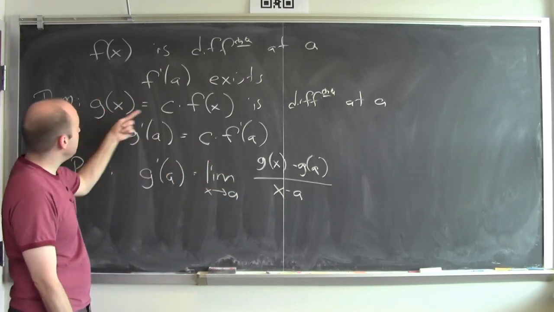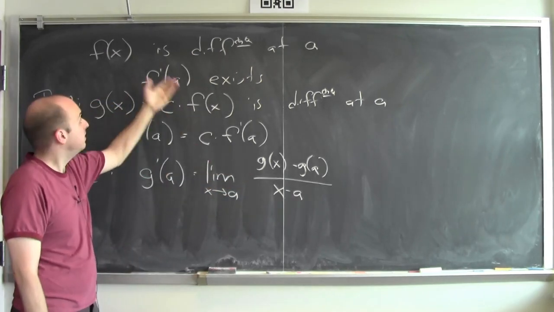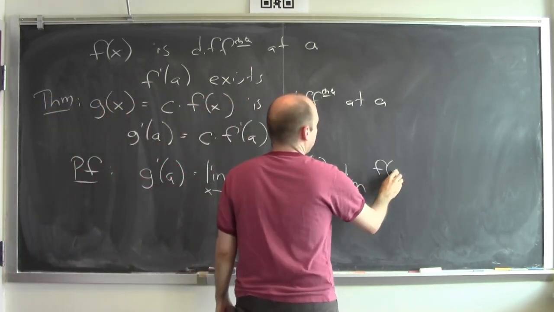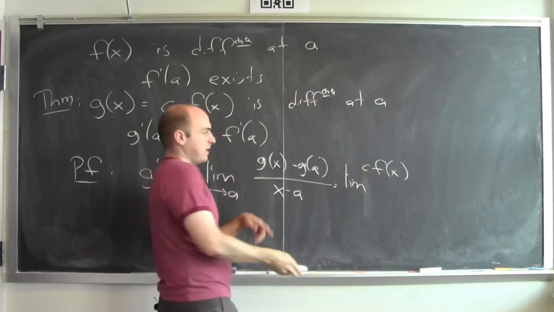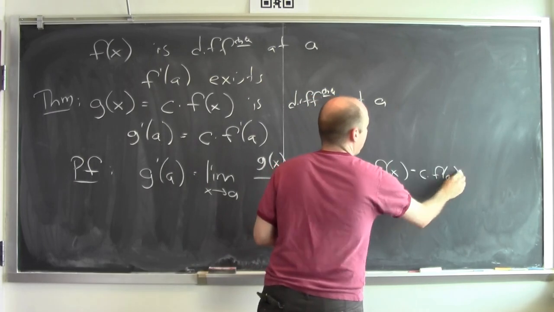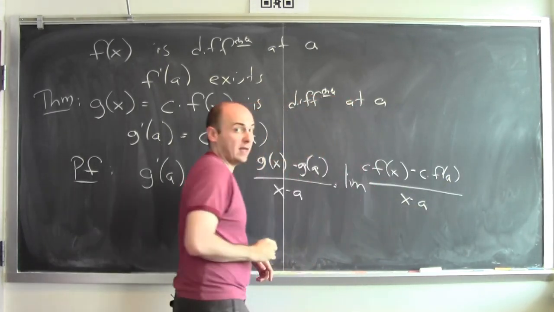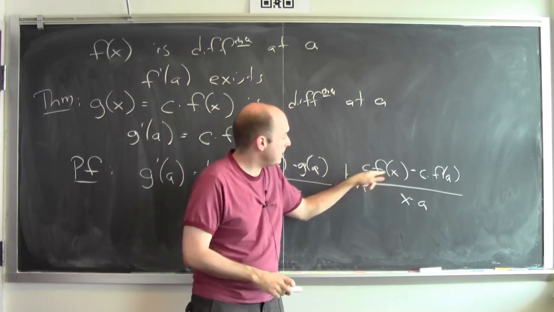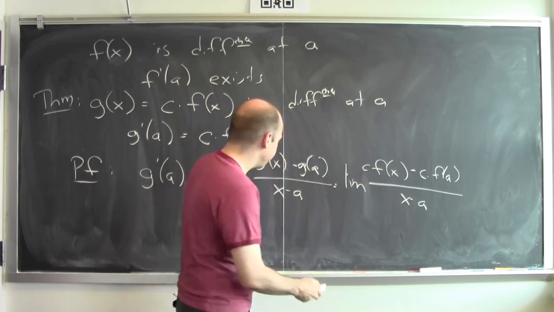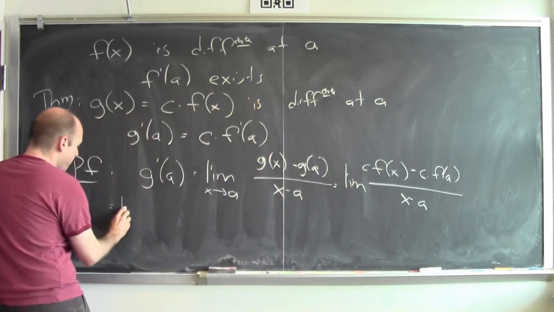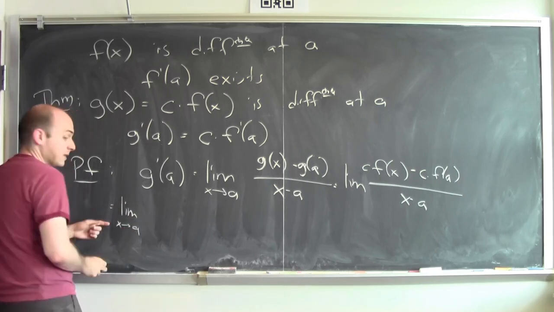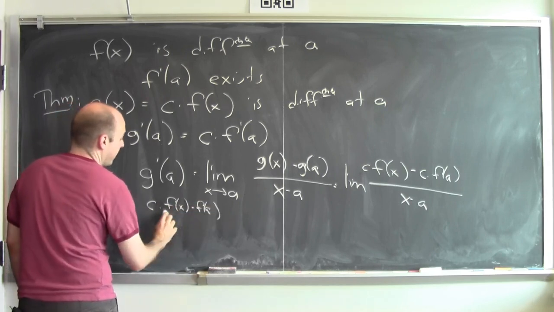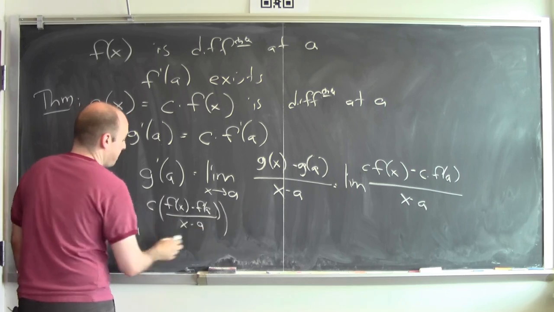But I know what g is. g is c times some function f, this differentiable function. So this is the limit of c times f of x, that's what g of x is, minus c times f of a over x minus a. Now, how do I calculate that limit? Well, I've got a common factor of c. So I'm going to pull out that common factor of c. And this is the same as the limit as x goes to a of c times f of x minus f of a over x minus a.